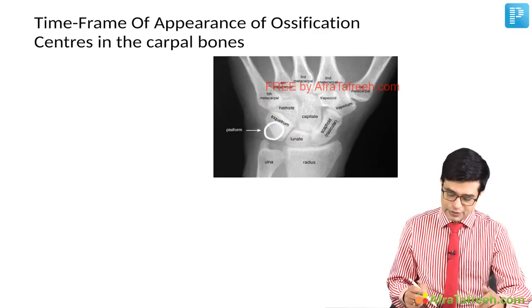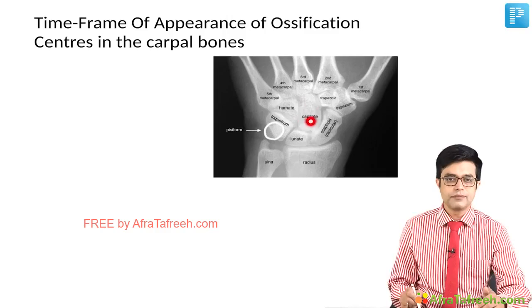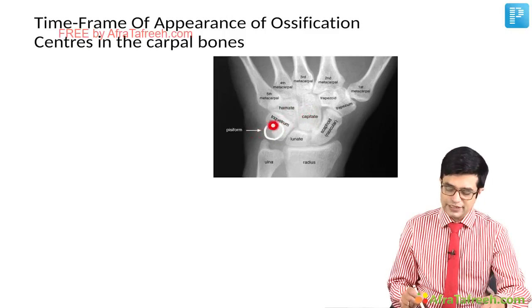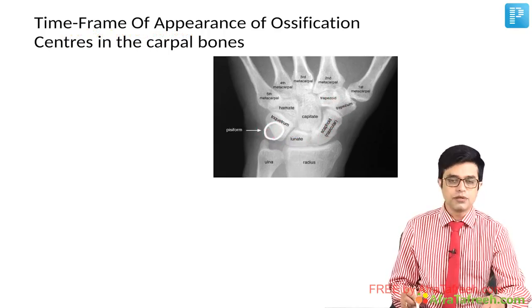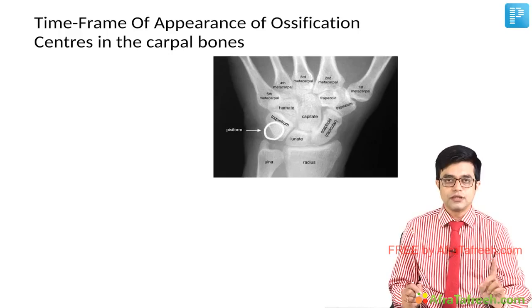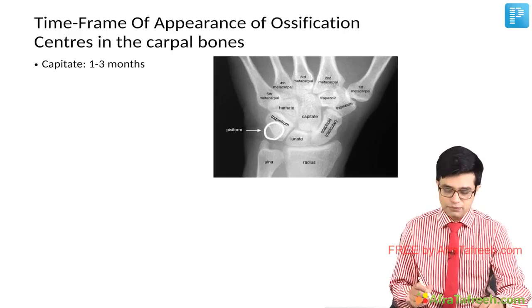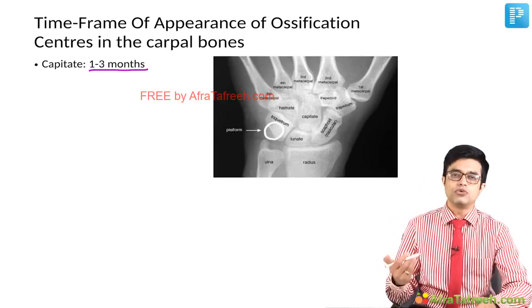So we have capitate bone here, which is the first bone to appear in carpus. Then adjacent to that we have the hamate bone, then we have triquetrum, we have pisiform. Pisiform is not visible as a separate bone. On X-ray it looks like a part of the triquetrum only. Then you have the lunate, we have scaphoid bone, we have trapezium, and we have trapezoid. So these are the carpal bones which are present. So the first bone to ossify after birth is capitate bone, which ossifies around 1 to 3 months. So it becomes visible on X-ray between 1 to 3 months.